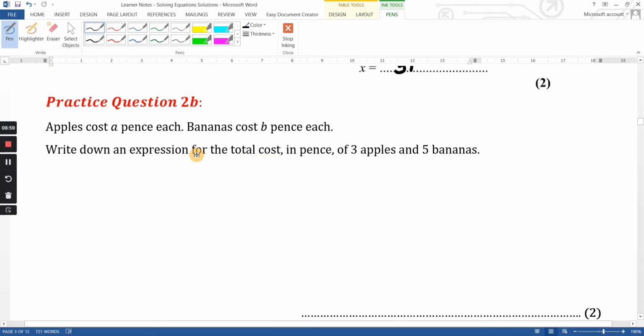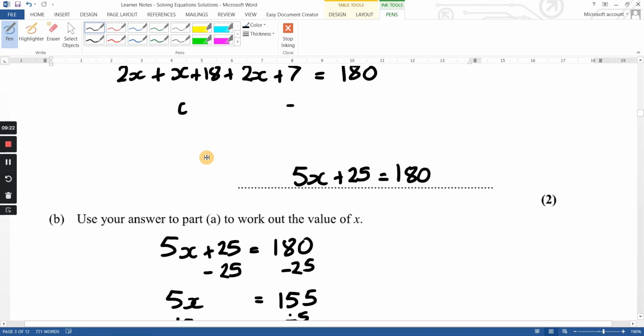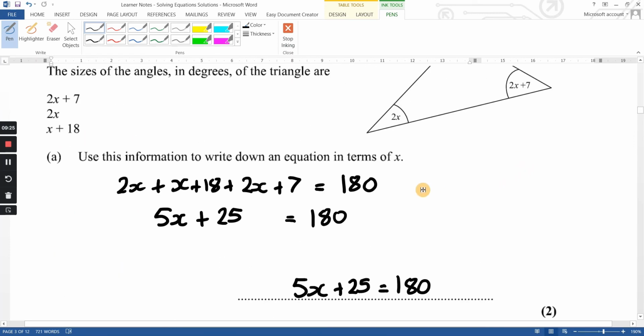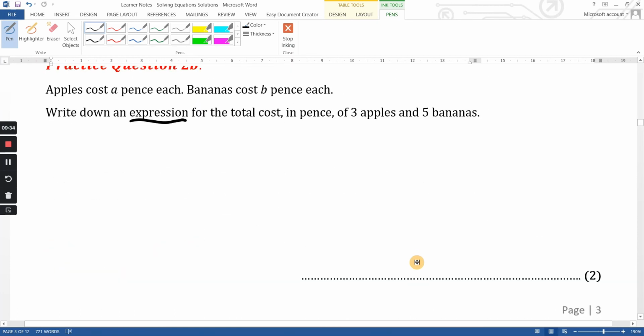Let's move on. Apples cost A pence each. Bananas cost B pence each. Write down an expression for the total cost in pence of 3 apples and 5 bananas. Something to make a note of: do be careful, you should know the difference between an expression and an equation. In the previous question they did say write an equation. Equations should have the equal sign, like in the previous question. Expressions do not have an equal sign.